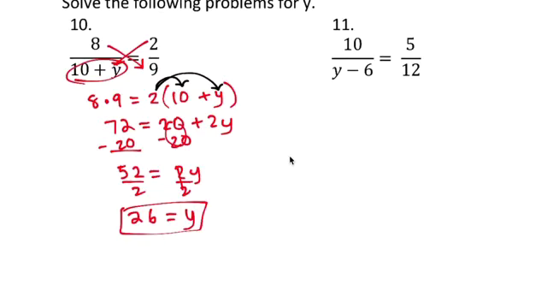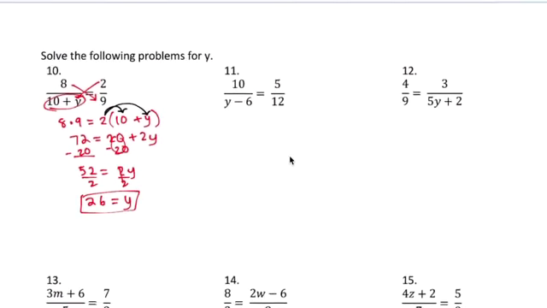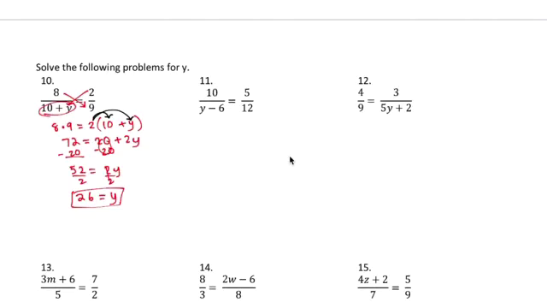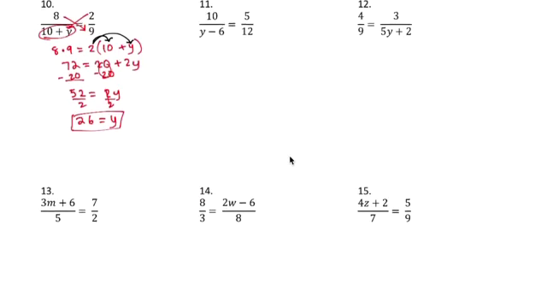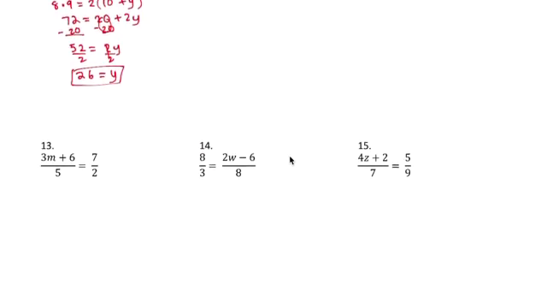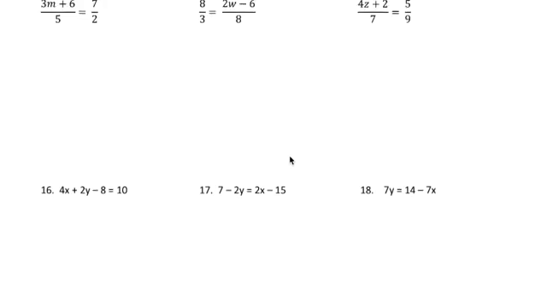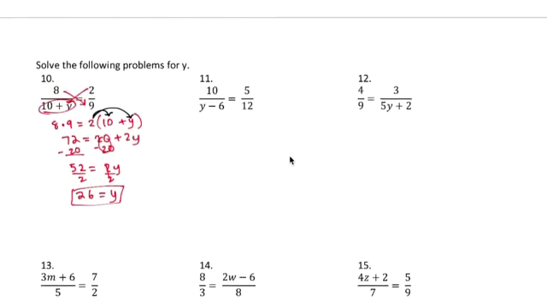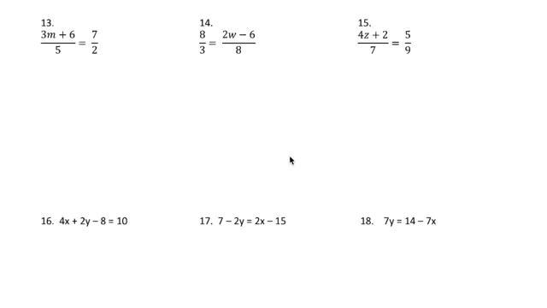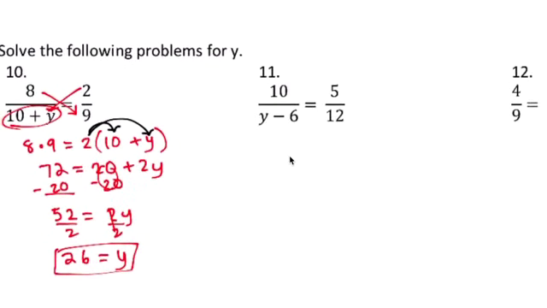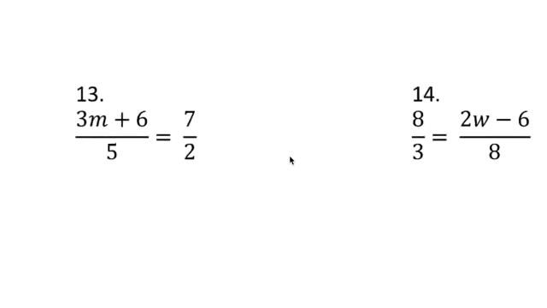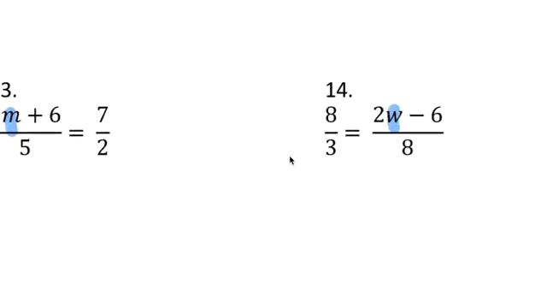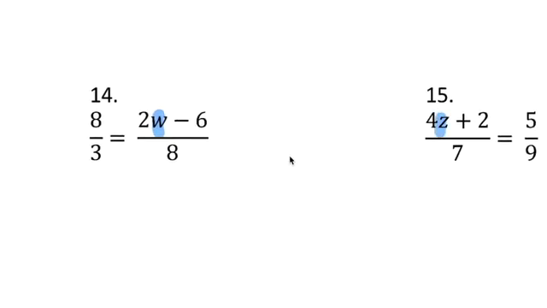I probably did that in class, didn't I? Okay, so I'll do one that you probably didn't do in class. I'll do number 4. It should say, these should be letter Y's. These should be variable. I should say solve for the variable. Anyways, I'll do 14.